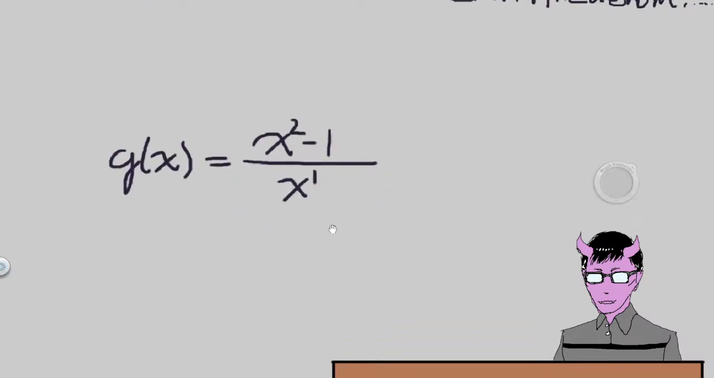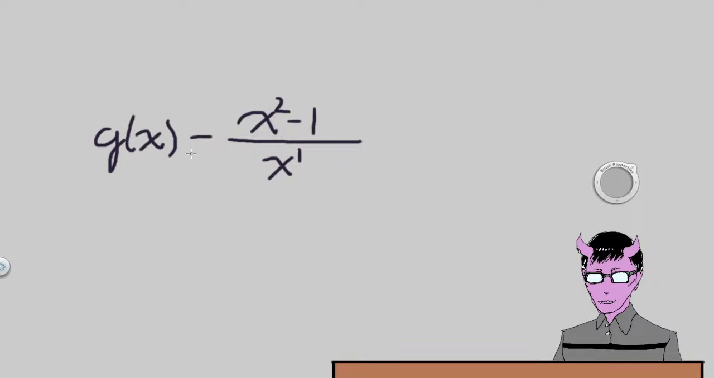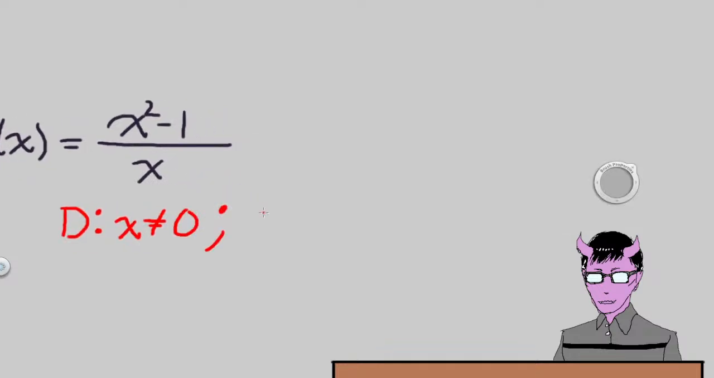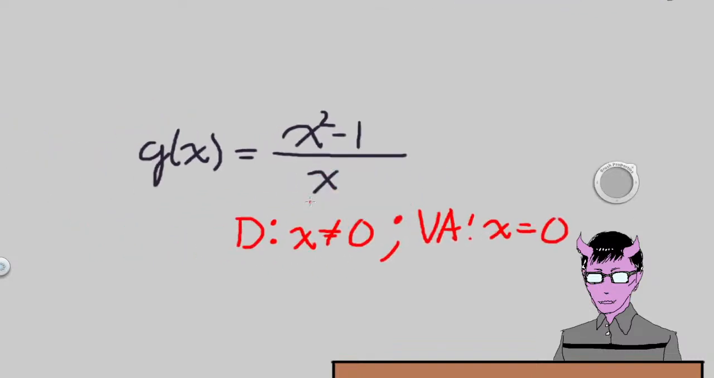So when we work with this, same idea. Let's find the vertical asymptotes first. This is the easiest one. It's just 0. X equal to 0 will break our function. Therefore, x can't be 0 for domain considerations, which means we have a vertical asymptote at x equals 0. Yes.